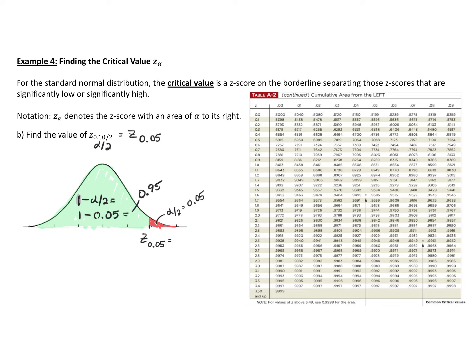So if we go to the table here, you'll see that the first decimal that rounds to 0.95 is 0.9495, and that corresponds to a z-score of 1.64. So this tells us that the critical value for z sub 0.05 is a critical value of 1.64. Now I'll show you how to do this on the calculator.